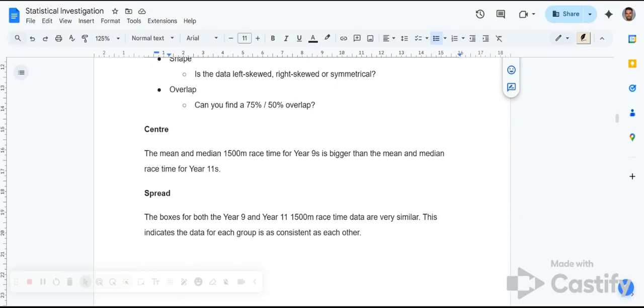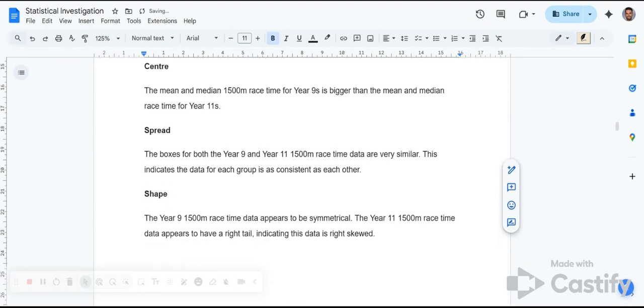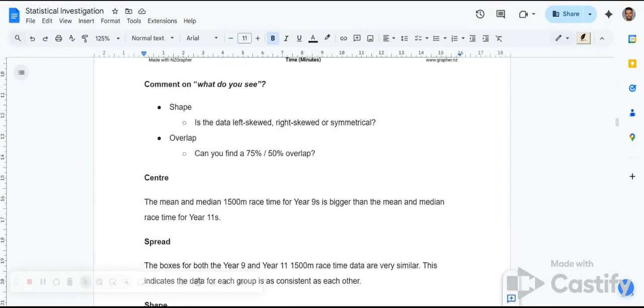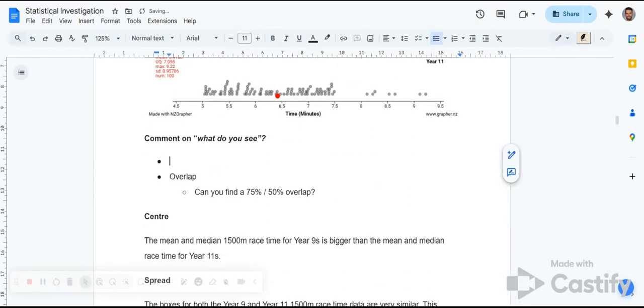So in terms of the shape, I would say that the Year 9 1500 meter race time data appears to be symmetrical. The Year 11 1500 meter race time data appears to have a right tail, indicating this data is right skewed. So that's this one done now.